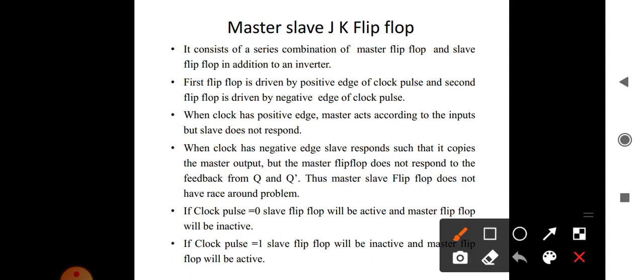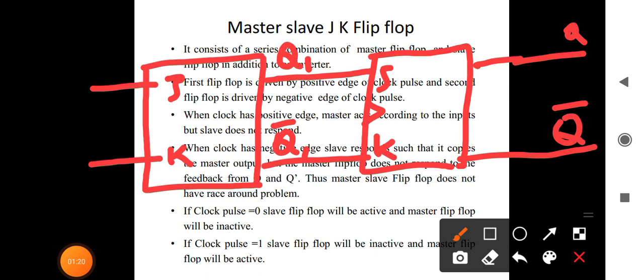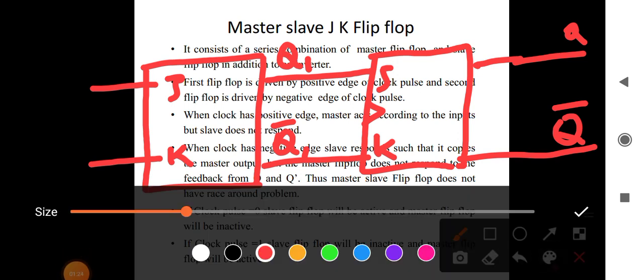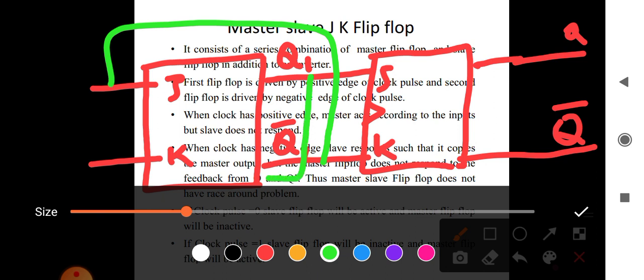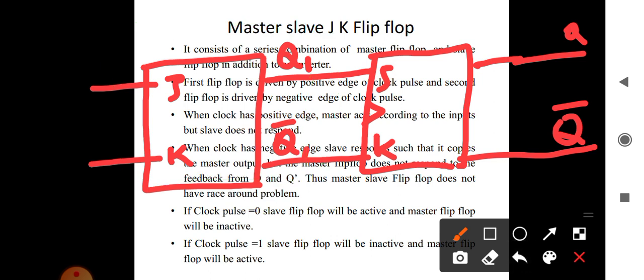Let me write it once again. For a plain JK flip flop we take the output from here, and we give the input to here, and from here we take the output and give it to here. But for this master slave, this is not the scenario. Here we take the output from the slave.